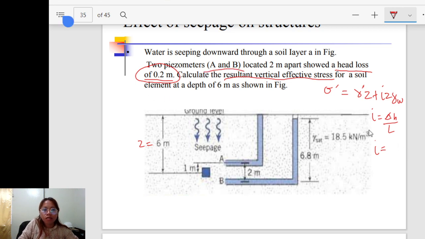So your i is equal to the head loss between A and B, 0.2 over the distance from A to B, because the water direction is from A to B. Actually, the L should be 2 meters. So substitute the value. This buoyant unit weight is actually gamma sat minus gamma water.